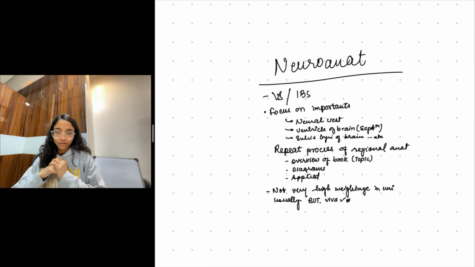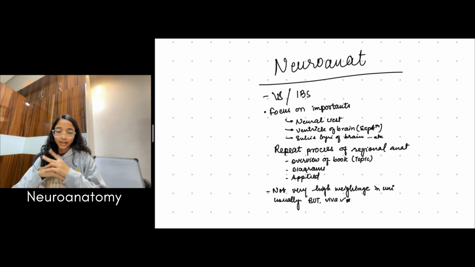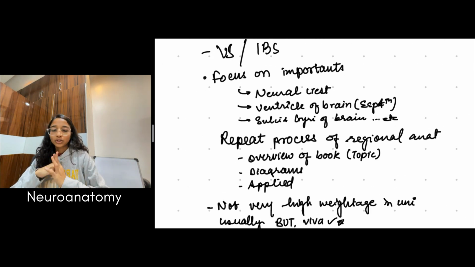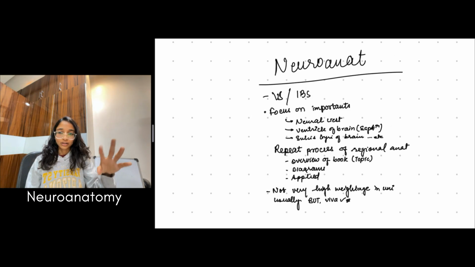Moving on to neuroanatomy, you can either read it from Vishram Singh or you can read it from Inderbir Singh. I've already mentioned those books in my previous video. Now, how do you study neuroanatomy? First of all, it does not have a lot of weightage, at least in the written exam. It will have a lot of questions, usually for the Viva part.